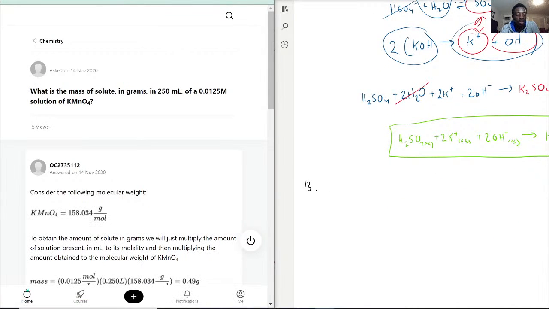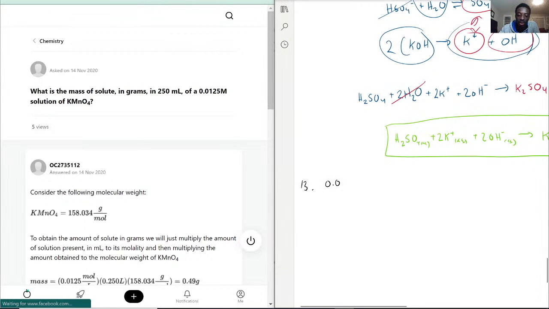For this one, we have: what is the mass of solute in grams in 250 mL of a 0.0125 molar solution of KMnO4? So we have a 0.0125 molar solution, and we have 250 mL of it, and they want to know the mass of KMnO4, which would be potassium permanganate, or maybe just potassium manganate.